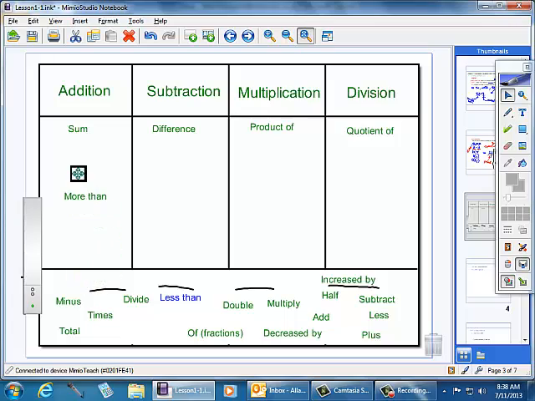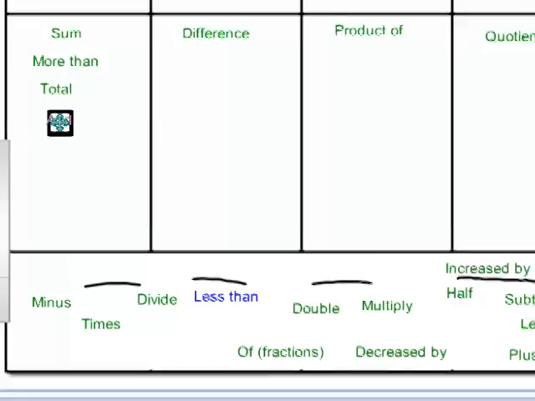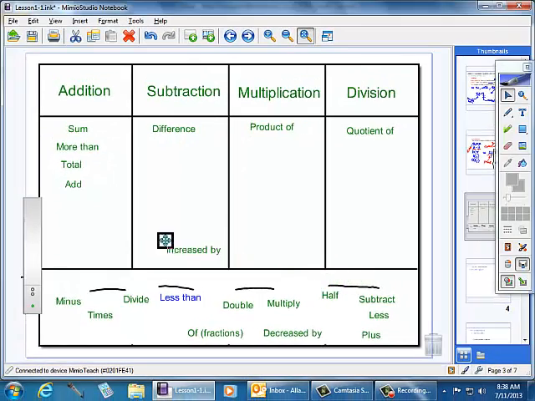More than. If I want to add more than something, I'm going to add it. Add 8. Total, you go to the store, buy a bunch of items, you add them all up, you get a total. How about add? Obviously, has the word right in it. There we go, bring that in there. Increased by, if I have 5 times x increased by 8, I'm going to add 8 to 5 times x. So increased by is add.